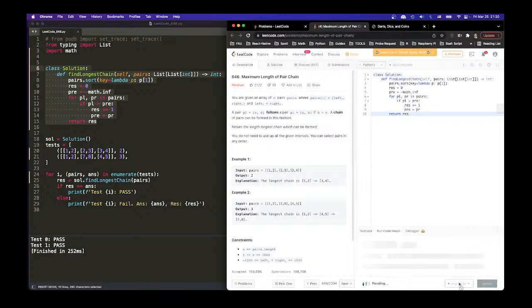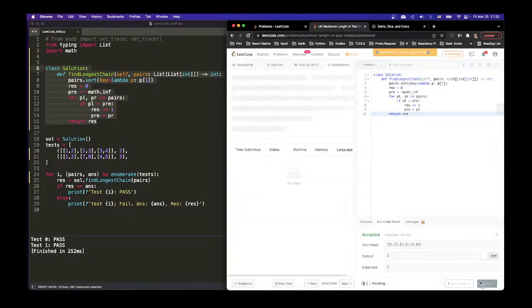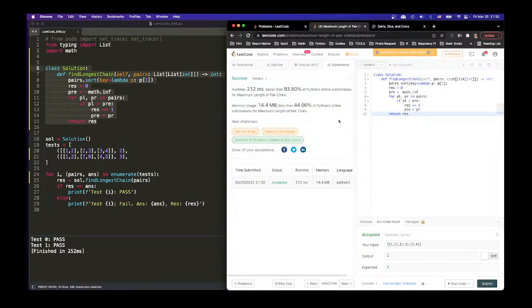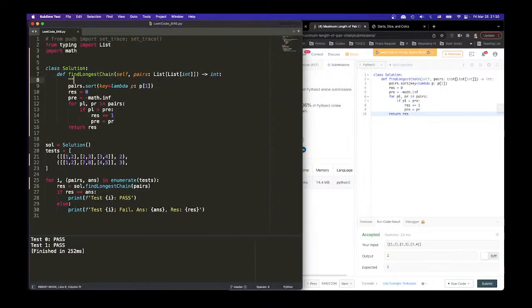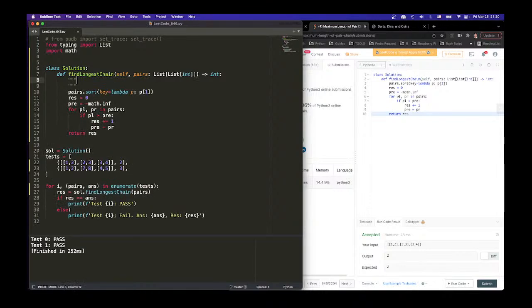Run it first. Of course, it's gonna be correct. Let's try. Let's see. Yep, it is correct. It is greedy, right? It's greedy. So another greedy problem.